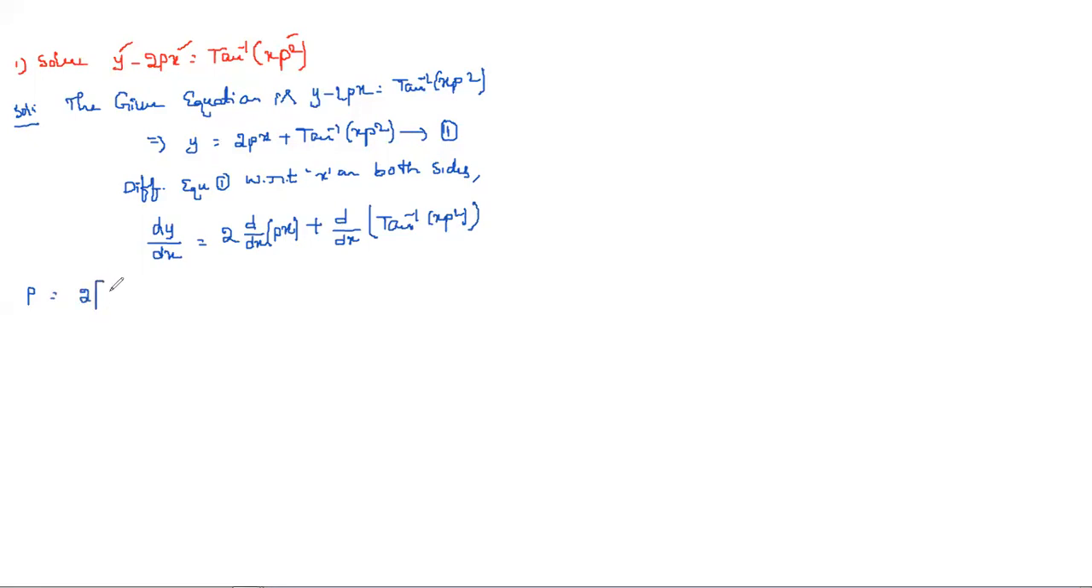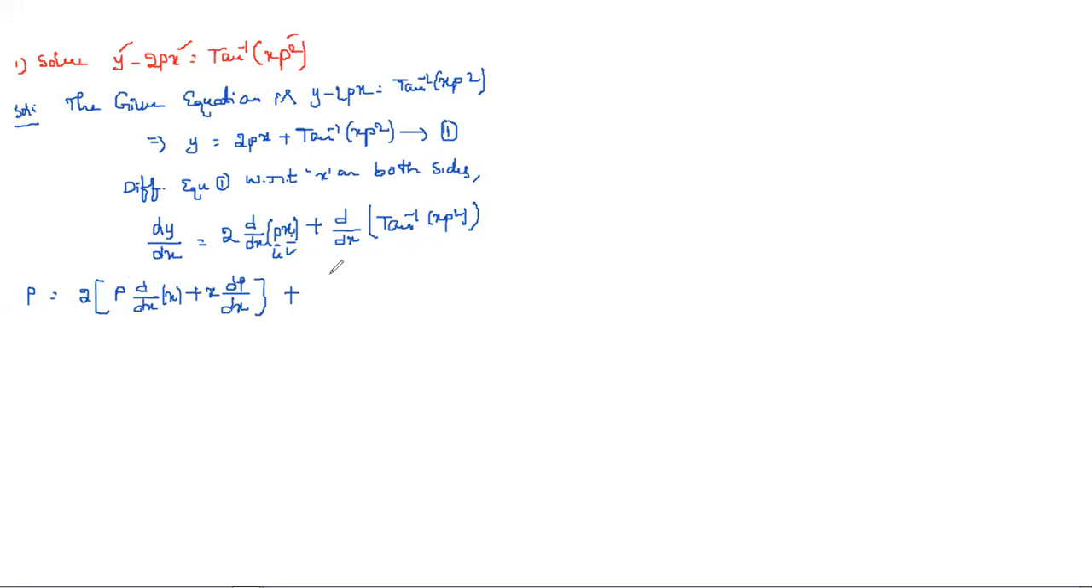here, if you observe, we have two functions: one is x, and the other is p, where p is nothing but dy by dx. That is also a function. So here we need to apply the product rule, that is u v. You can choose this as u and this as v, and apply the formula u into v dash. So p into d by dx of x plus x into d by dx of p, that is nothing but dp by dx, plus d by dx of tan inverse of xp square.